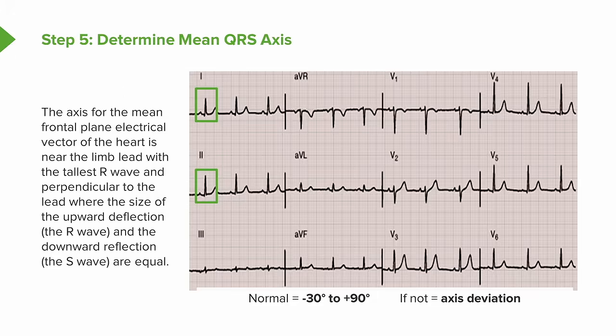So again, just to reiterate, the axis for the mean frontal plane electrical vector of the heart is near the limb lead with the tallest R wave and perpendicular to the lead where the size of the upward deflection and the downward deflection are equal. Remember, the upward deflection is called an R wave, the downward deflection is called an S wave.